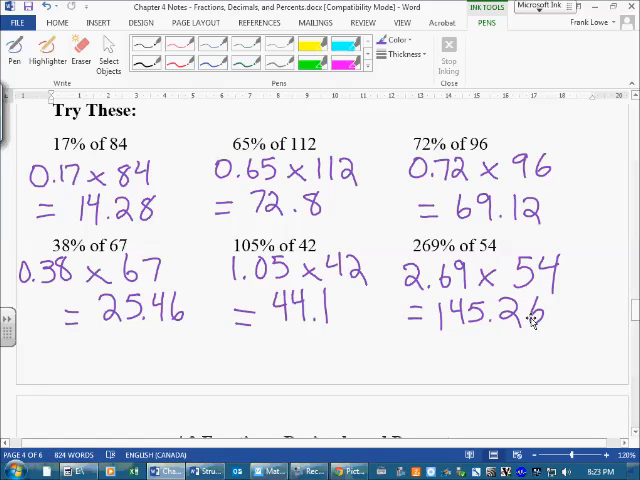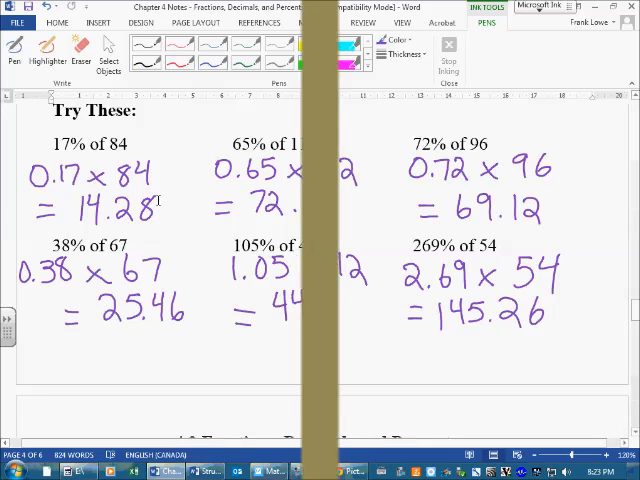And that's how you do it. That's how you use a calculator for calculating percent. Pretty easy, I think. If not, go over it a couple more times.